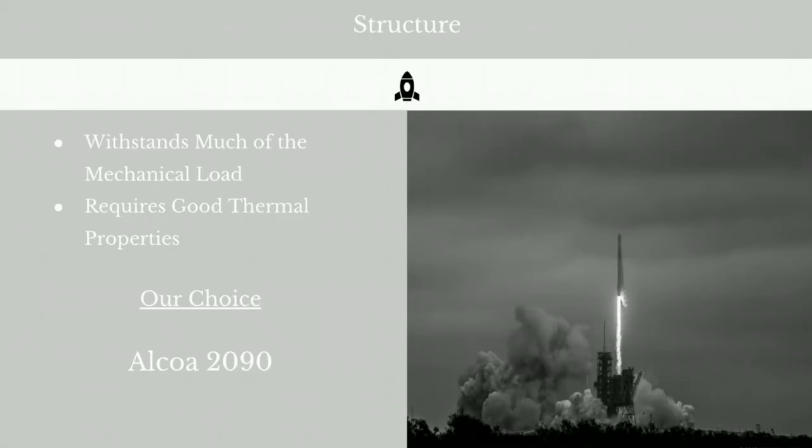Structure. The main frame and structure of a rocket experiences a lot of mechanical load and external stimulus such as collisions with random space debris and direct heat from the sun. It also makes up a good portion of the rocket, so lightweight material is key. For these reasons, we chose aluminum 2090 for its low density and high yield strength.